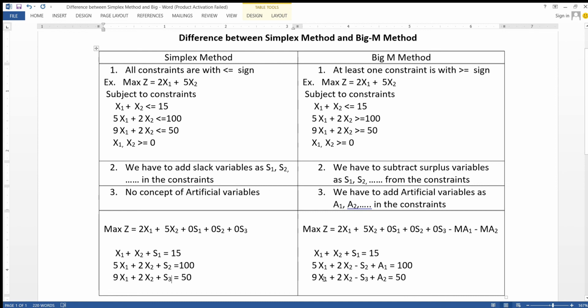In the third constraint it will be 9x1 plus 2x2 minus s3. So this is s1, this is s2, and now it is s3, plus we add artificial variable a2 which is equal to 15. In this way, we have prepared equations for the further process. These are the differences between simplex method and big M method.